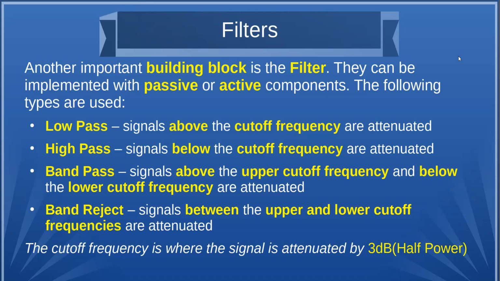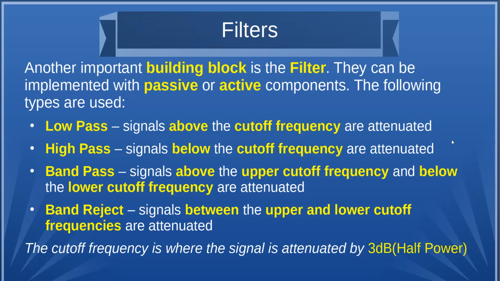Okay, filters. We have essentially four kinds of filters: low pass, high pass, band pass, and band reject or notch filters. Low pass will pass signals below the cutoff frequency. In other words, it attenuates or filters out any frequency above the cutoff frequency, which is the half power or 3 dB point for attenuation for the filter.